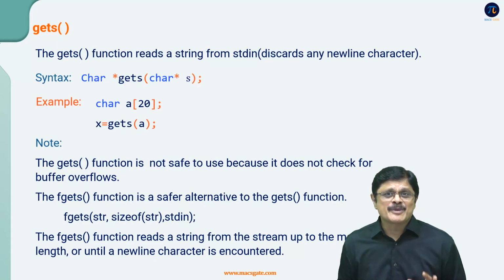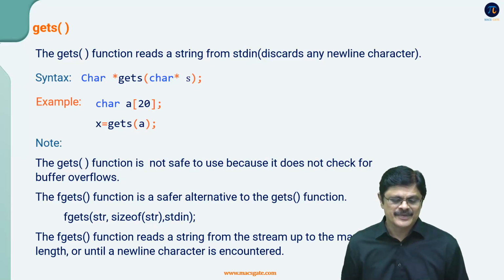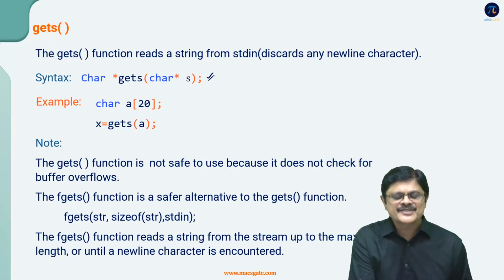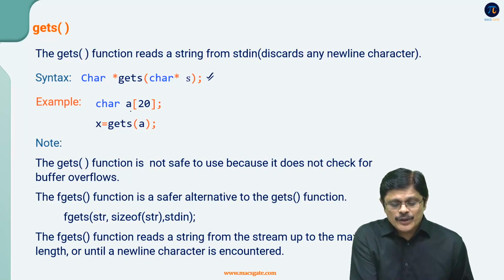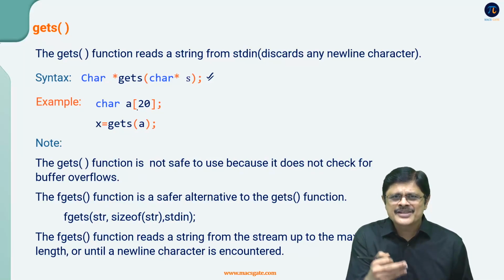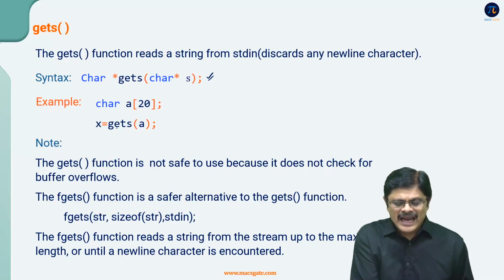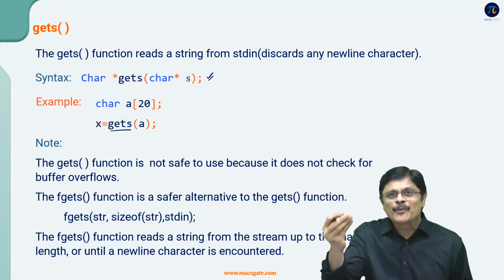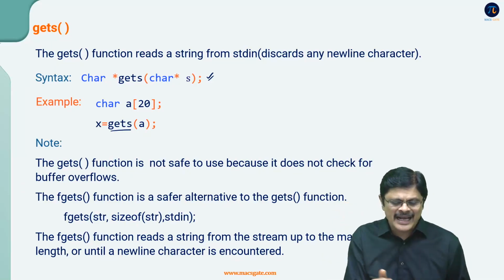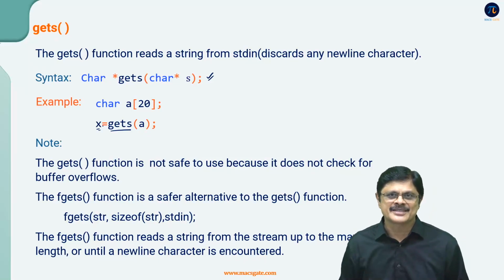Now we have a special function which reads a string from standard input, and that particular function is called the gets function. So this is the syntax of the gets function. Here I define a character array of length 20, or a string of length 20 you can call it, and using gets I am going to scan the string and assign it to some x, my dear friend.